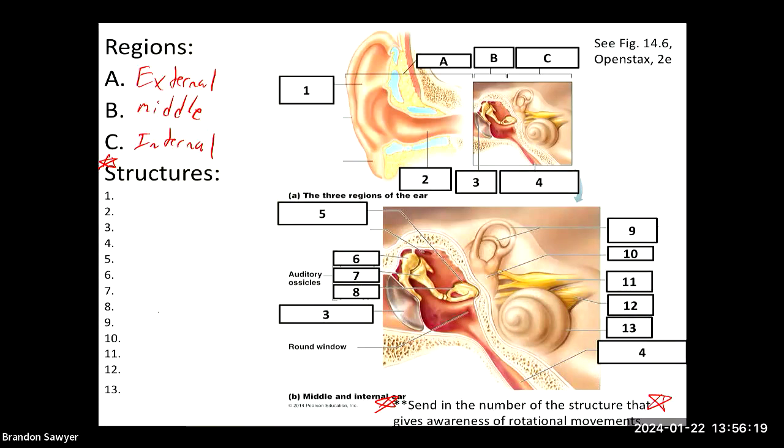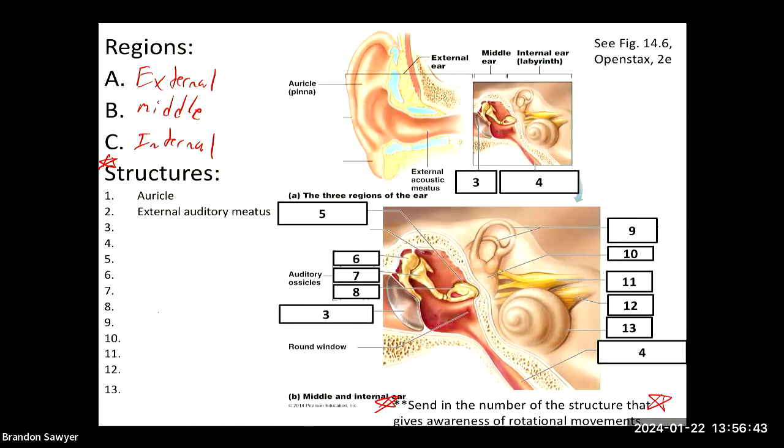All right, so let's start with the clicker question here. 76% of you said 9. And what do we call number 9? Yeah, those semicircular canals. Perfect. Let's start with number 1. We have the regions first: external, middle, internal. So we have the auricle, the pinna. Number 2 is just that canal, the hole. So external auditory meatus. We have the tympanic membrane, or our eardrum.